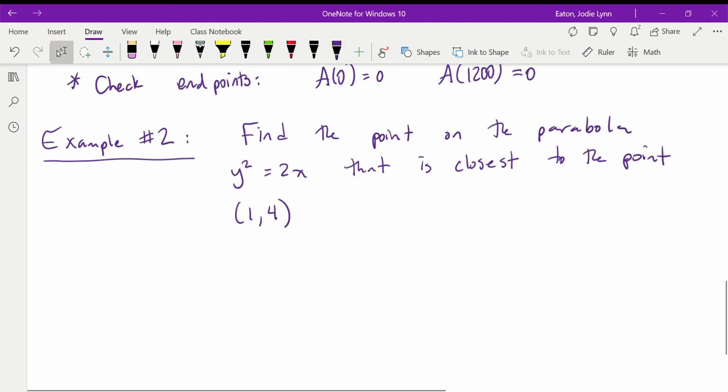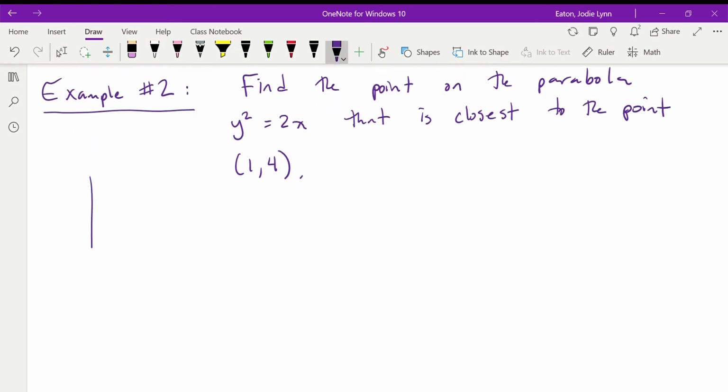Okay, so let's draw a picture of this situation. We have a parabola y squared equals 2x. We know that when x is 0, y is 0. We have this point here, (1, 4). When x is 1, y squared is 2, so that means y is root 2, which is a little bit below 2, right about here, about 1.5.